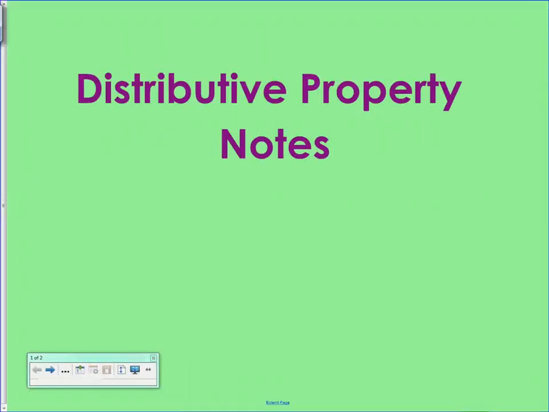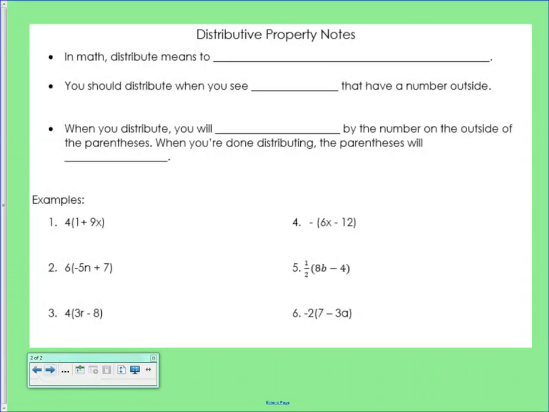Okay guys, today we're going to be taking our notes over the distributive property. So in math, distribute means to give out. So we're going to take one number and distribute it to the rest. You should distribute whenever you see parentheses that have a number written outside of them.